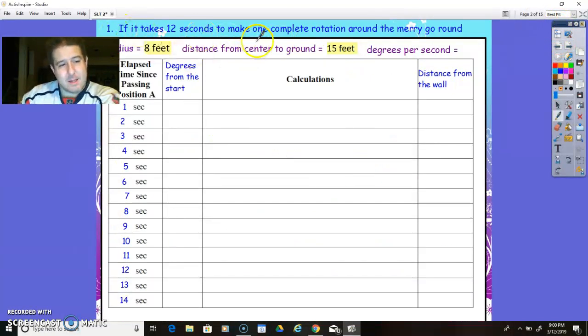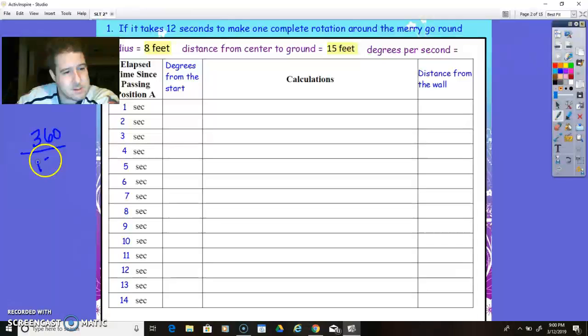Okay, so now we're going to get into talking about time. So it takes 12 seconds to complete one revolution. So what I need to do is figure out how many degrees that is per second. So if I divide, now we're talking about time instead of breaking it up into equal amounts of sections. So that gives me 30 degrees per second.